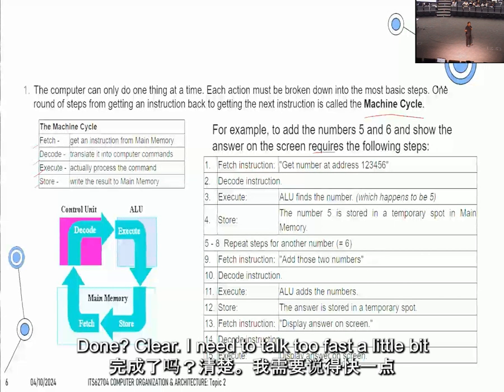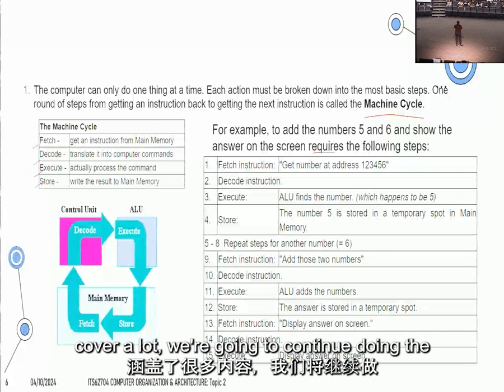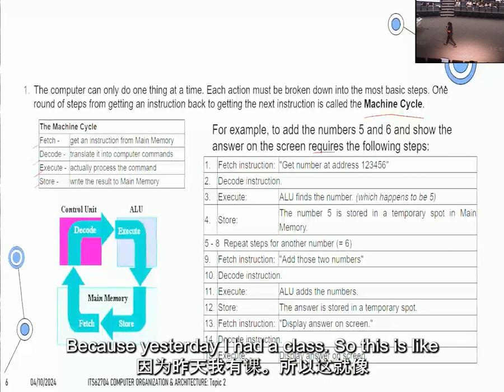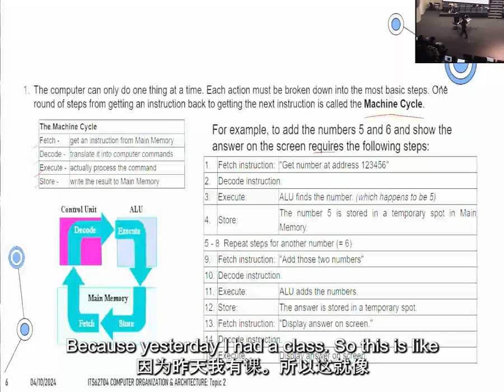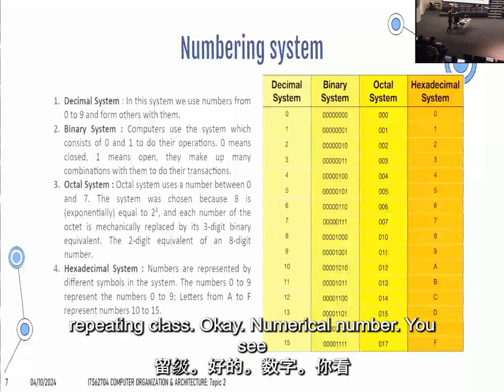Done? Clear? I need to talk a little bit fast today because we want to cover a lot. If I can't cover it all, we're going to continue during the tutorial. But I hope we can do it. Because last week, yesterday also I had a class, so this is like a repeating class.